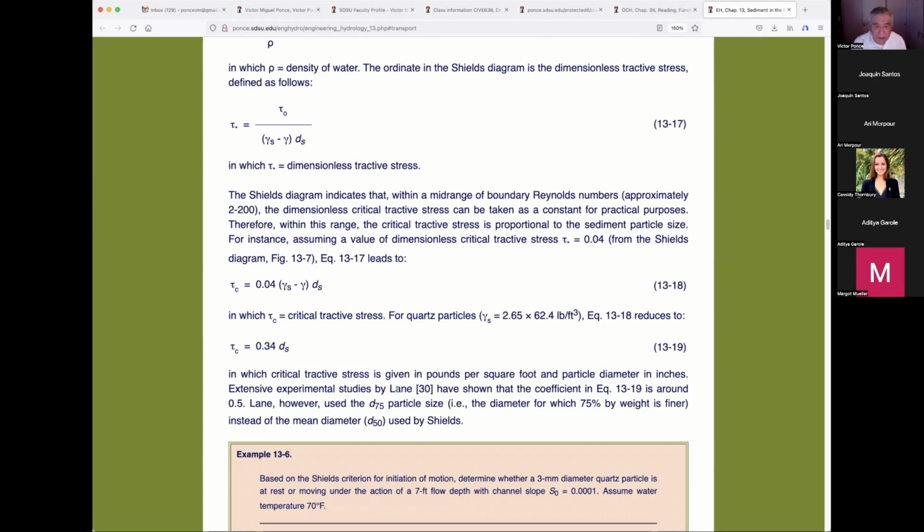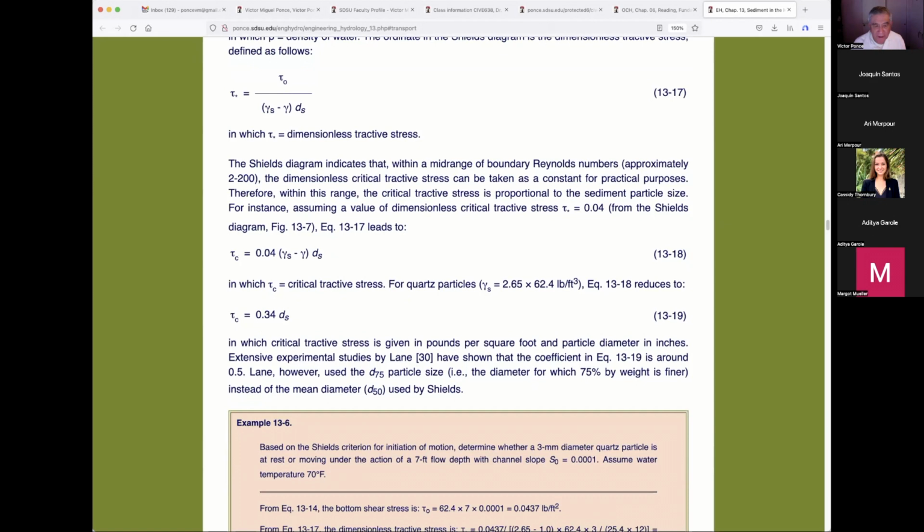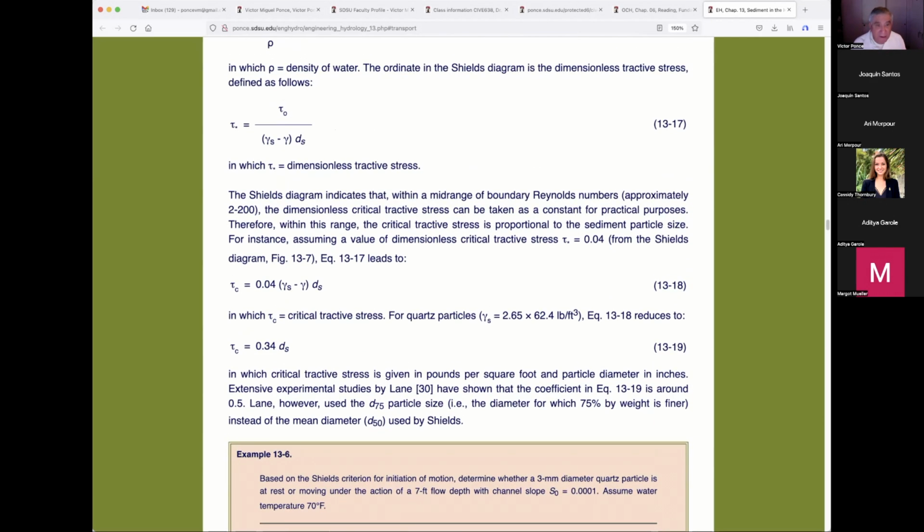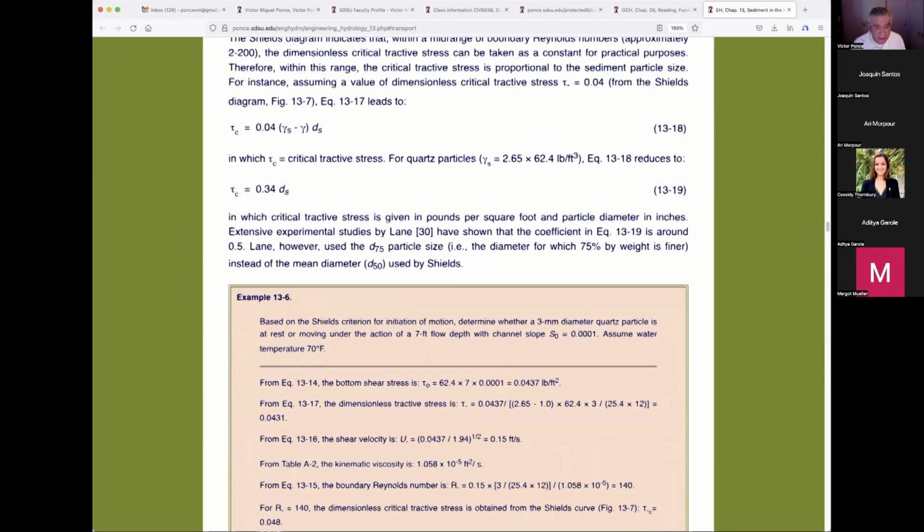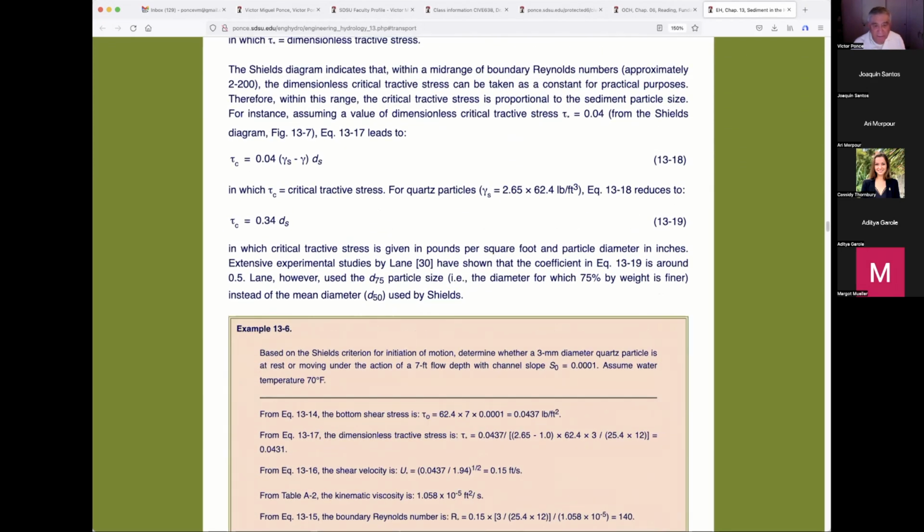We also mentioned Mr. Lane. Lane is my academic grandfather. I already told you that. He was a professor of Daryl Simons, so he turns out to be your academic great-grandfather. Lane has shown that the coefficient is around 0.5. Lane did extensive work in the 40s and 50s, so maybe 10, 15 years later than Shields. And Lane's value is 0.5. So there's some consistency here, 0.34 and 0.5.